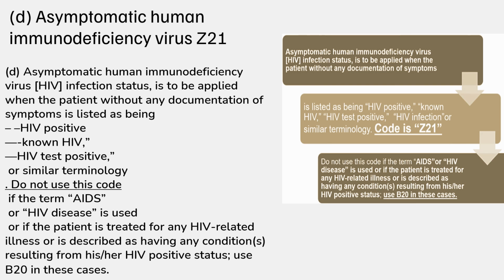Asymptomatic human immunodeficiency virus infection status is to be applied when the patient, without any documentation of symptoms, is listed as being HIV positive, HIV test positive, HIV infection, or similar terminology. That time only we can code Z21. But we do not code it if the term AIDS or HIV disease is used, or if the patient is treated for any HIV related illness, or is described as having any condition resulting from his or her HIV positive status. Then in that case, we can use B20 only.